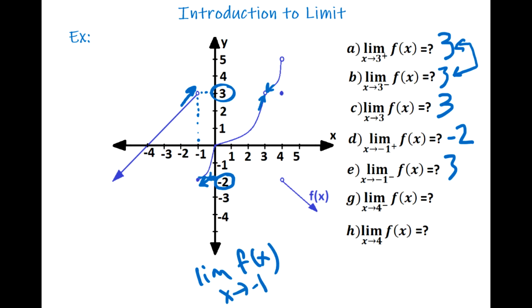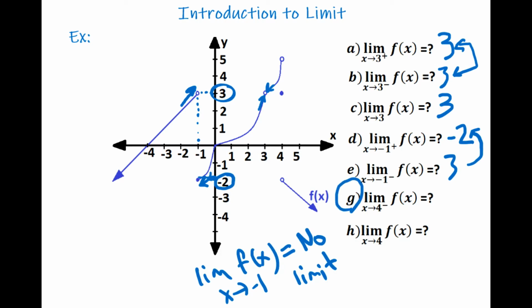I would say that because the left limit and the right limit at the point x is equal to -1 are not equal to each other, there is no limit. No limit at when x goes to -1 for f of x. Why? Because their values, the left limit and the right limit, are not equal to each other. That is why there is no limit when x goes to -1 for f of x.